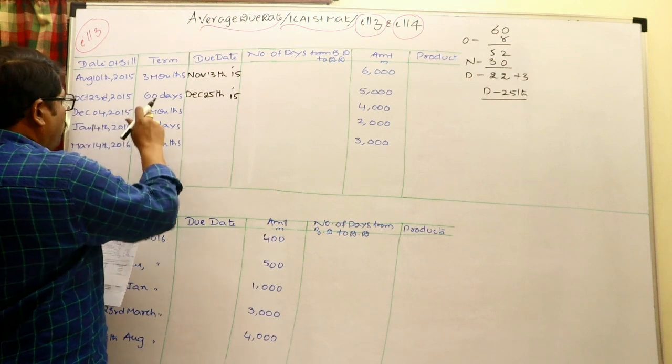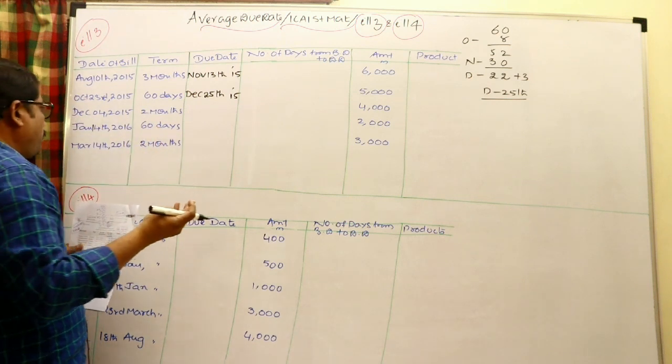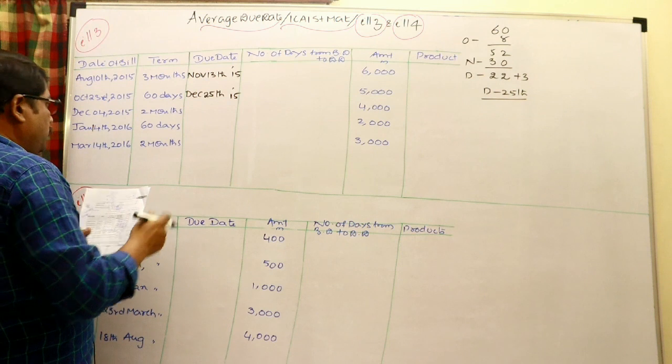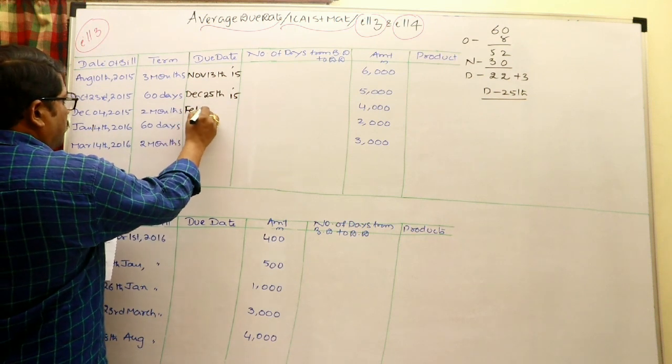Come to the next one, December 4th, 2 months. December to January, February: February 4th plus 3 grace days, February 7th 2016.